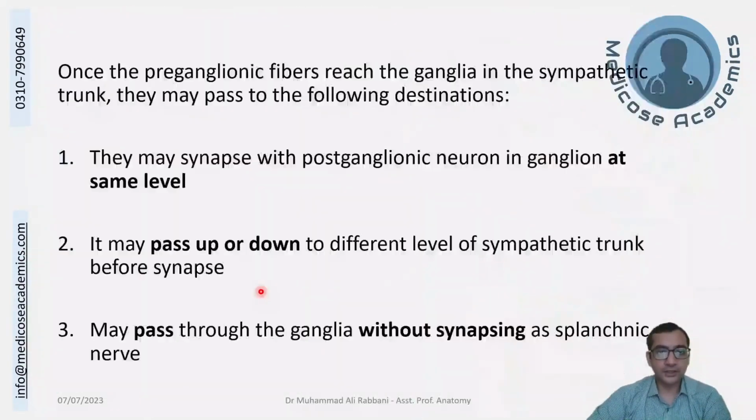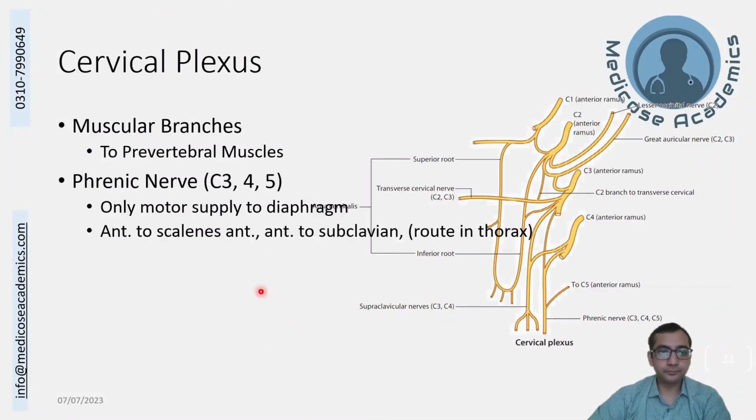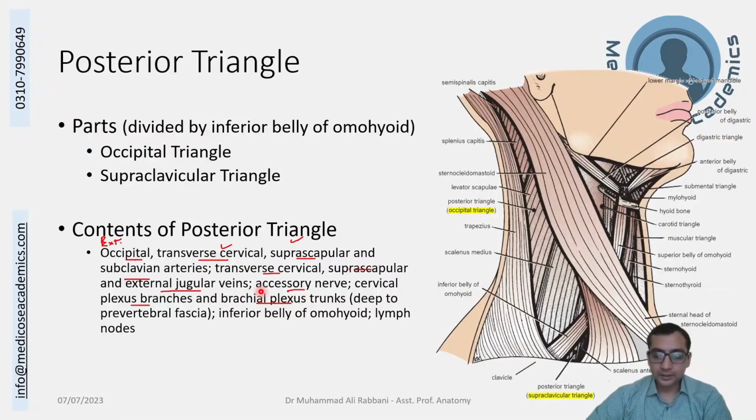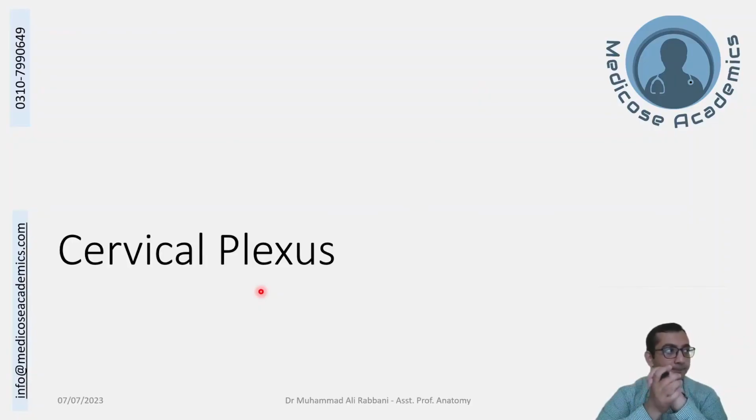So that's all about the triangles, spaces and fascia. I'm taking just a little break. What's the time with me? I have 12:30. Let me give a 2 minute break. After that, we will continue with the nerves: the set of nerves we will be discussing are the cervical plexus and the sympathetic chain. So let's take a 2 minute break.